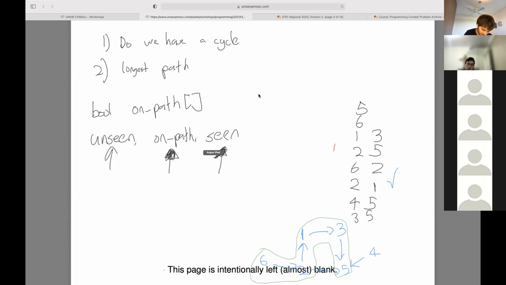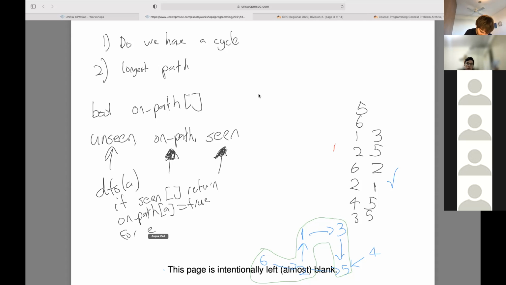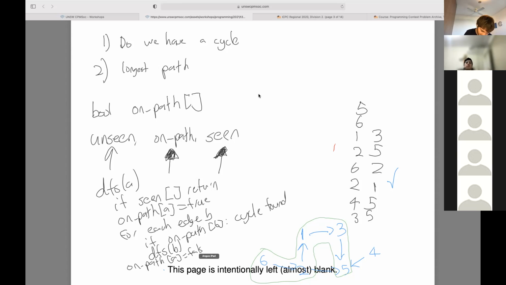And so our DFS looks something like this: if we've seen it, return. Then we mark it as on path. Then for every edge to B, if B is on the path, then we've found a cycle. Otherwise, we just DFS to B. And then at the end, we say we're not on the path anymore, so on path A is false. And at the very end, we set seen A to be true.